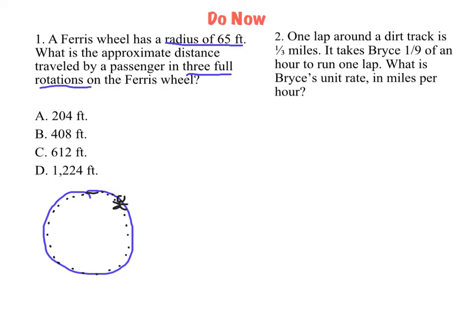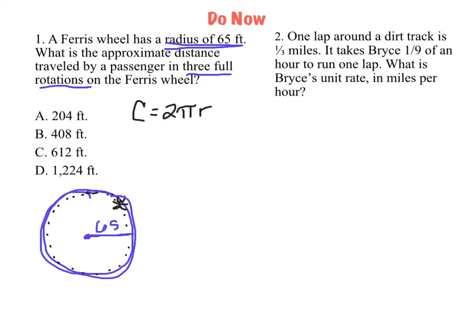So right now I know that I'm going to be using the circumference formula of a circle since we're talking about the outside. So I'm going to write my formula C equals 2 pi r. The problem said I have a radius of 65 feet, so I'm going to label this radius 65. Remember, a radius goes from the center of the circle to the outside.